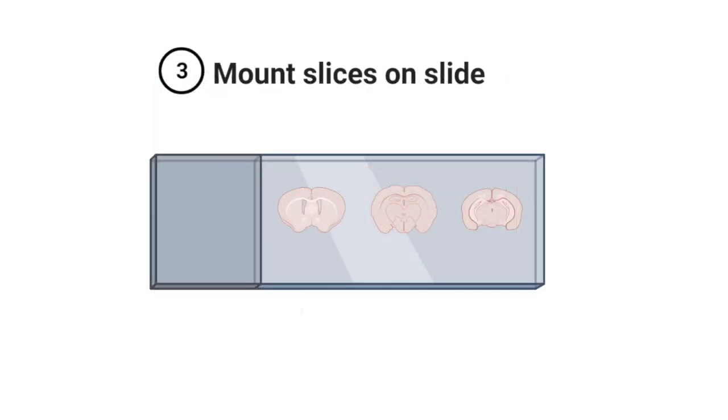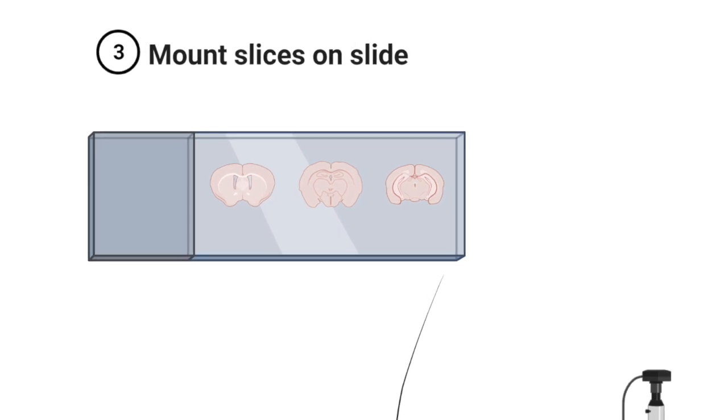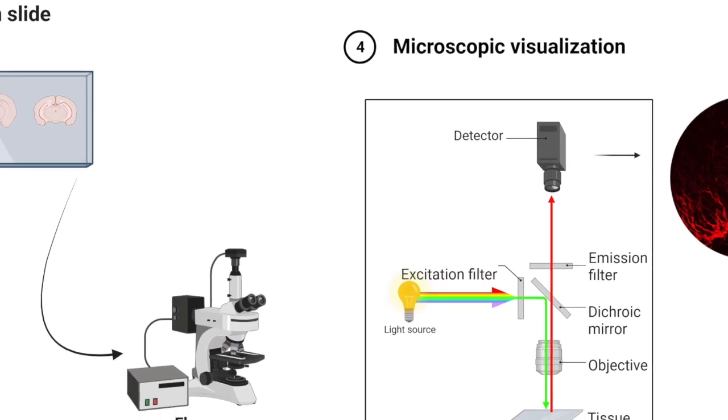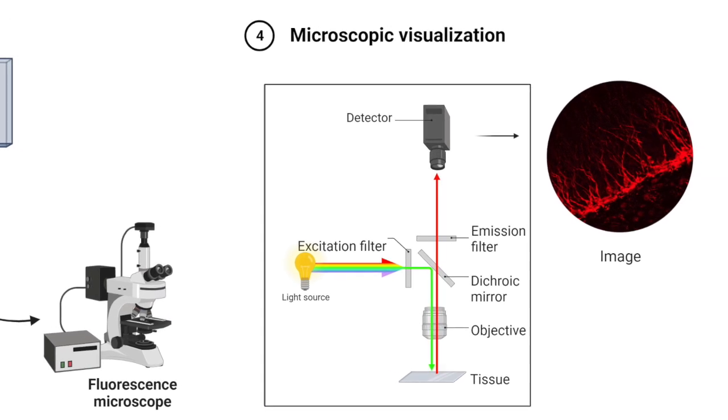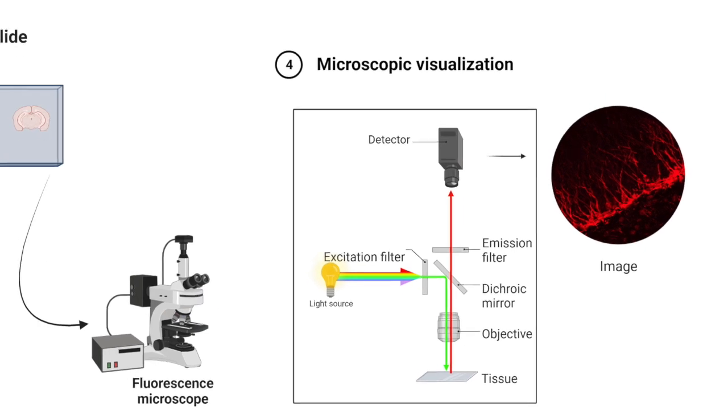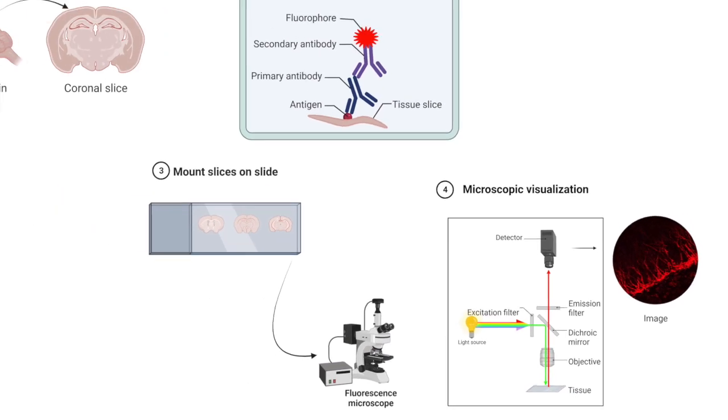Following these incubations, the labeled tissue is mounted onto microscope slides. Finally, those slides can be examined with a fluorescence microscope. A fluorescence microscope transmits a light of a specific wavelength through the tissue. This light is capable of exciting the fluorophore, which then emits a different wavelength of light. Using a series of lenses and filters, researchers can use this microscope to visualize all the cells in the sample that express the original antigen or protein of interest.